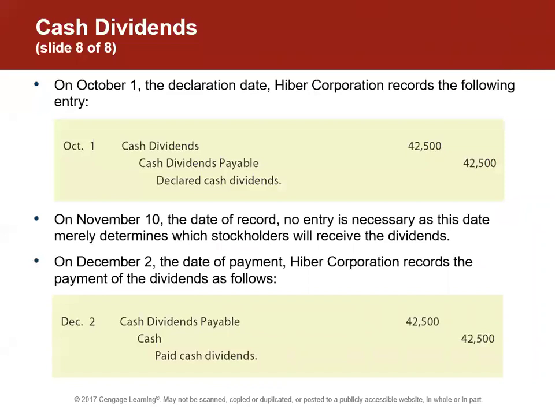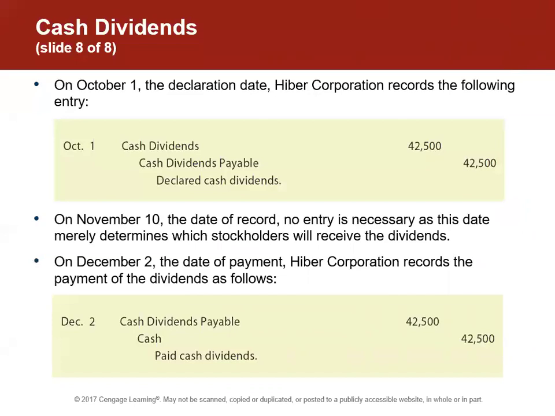So on the declaration date, we debit cash dividends, $42,500. It's just your normal dividend account. Okay, we just say cash dividends because we could have a stock dividend. And then we're going to credit cash dividends payable. So that's just a liability account. We haven't paid it yet. Okay, so that's when we declare it.